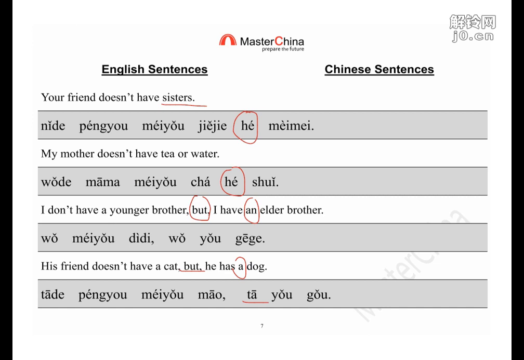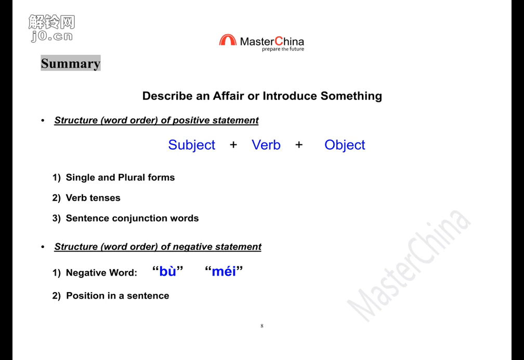Okay, great. So we learned two negative words. Only the Chinese language, or called Mandarin, only has these two negative words, but 没 may only stay with the 有. Okay, let's just check our summary together. This summary is for the positive and the negative together. So we know we use this model, subject, verb, and object to describe an affair or introduce something.